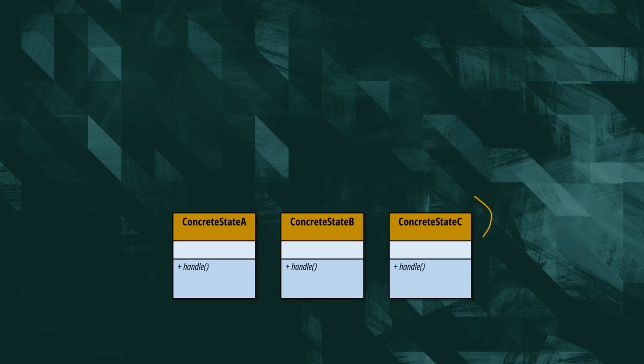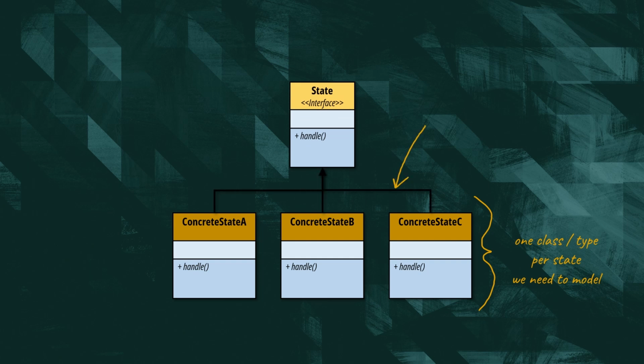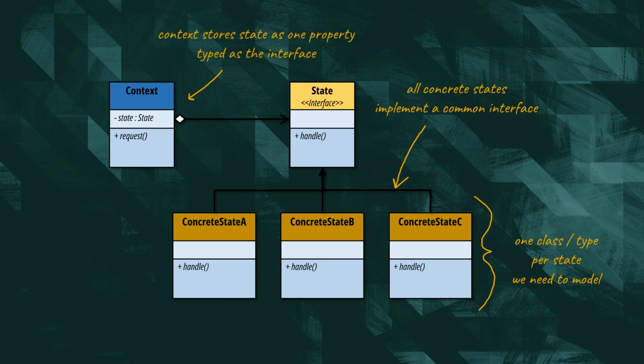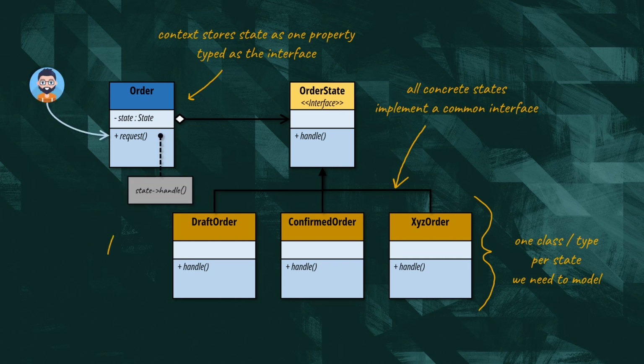The state pattern models each state as a separate class. These classes implement a common interface that defines all possible operations in the context that depend on its state. At any point in time, we can have only one state. In our case, the context would be the order class, where the state is stored as a property. When the order receives a request that requires state-specific logic, it delegates it to a concrete state object by invoking the relevant method as declared in the interface.